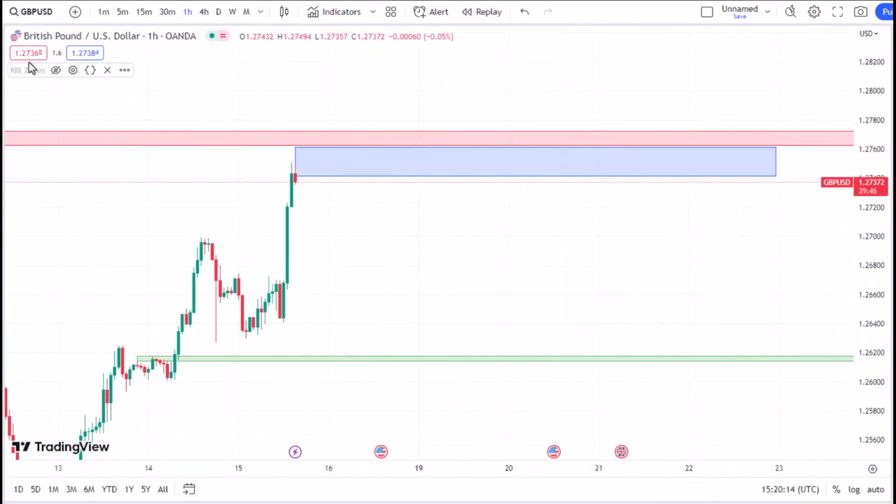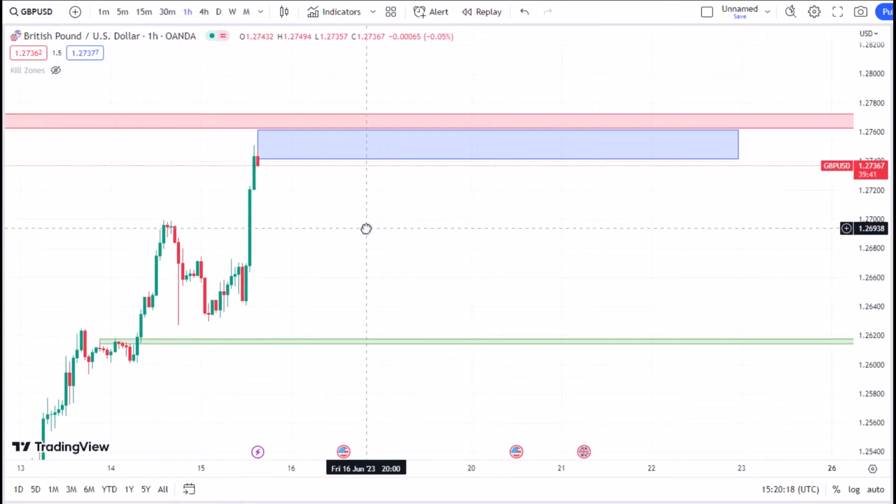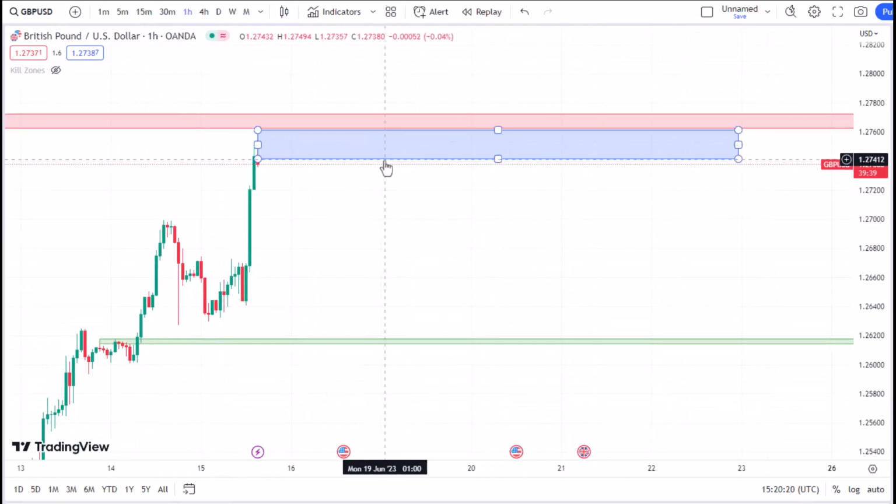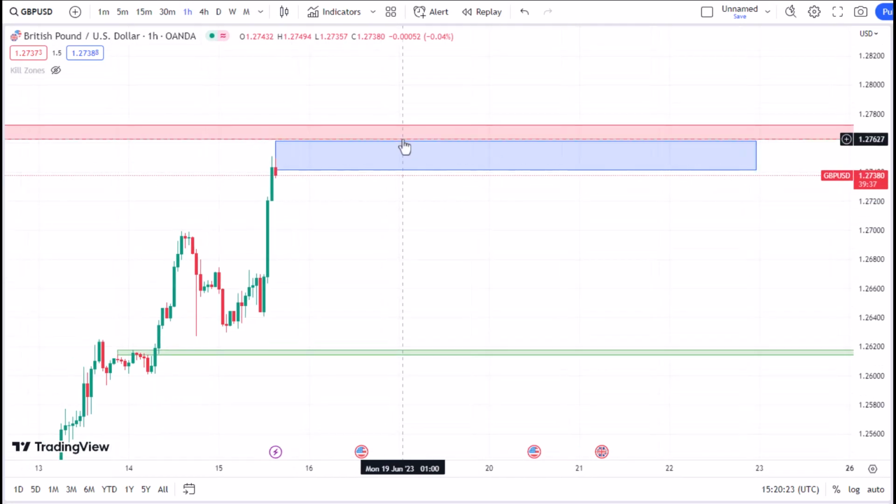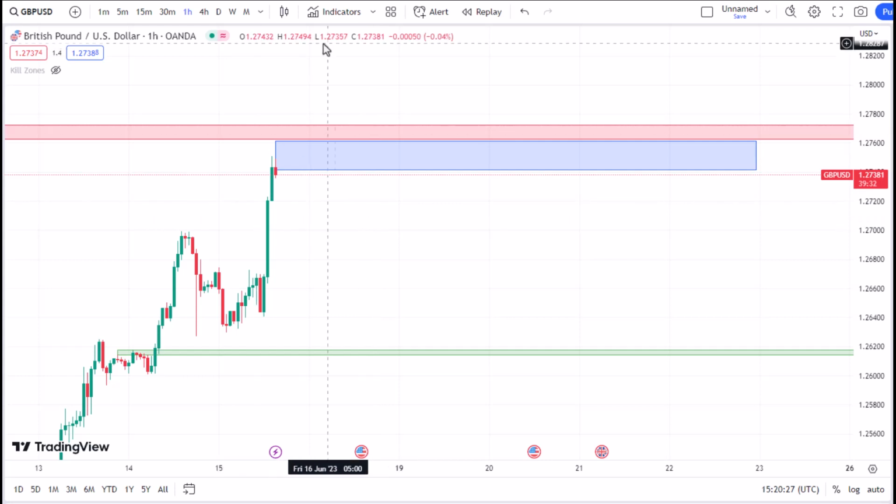Okay, now that we're on the chart, as you can see, we are on GBPUSD on the 1 hour time frame, and as always I have pre-drawn some zones for you. The blue zone, as always, is our trading zone. The red zone is going to be a resistance for the price that is going up, but it's actually going to act like a support for our trade.